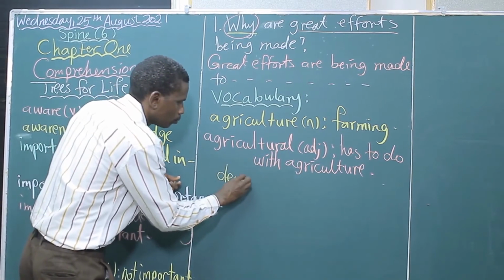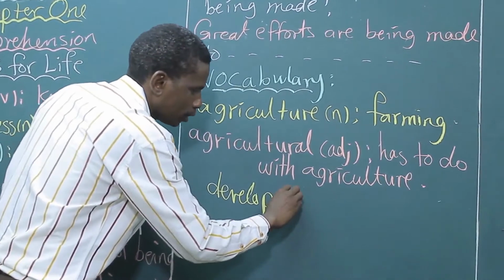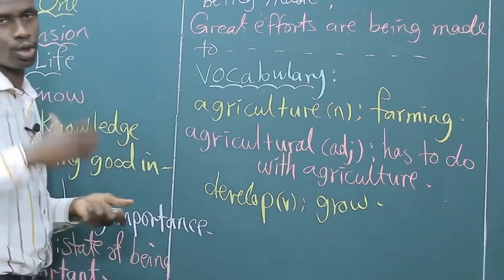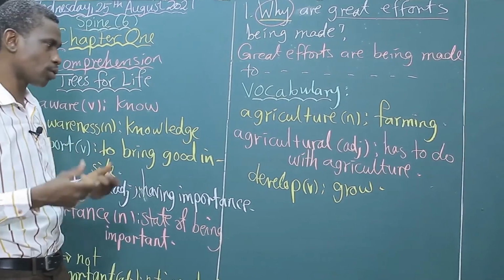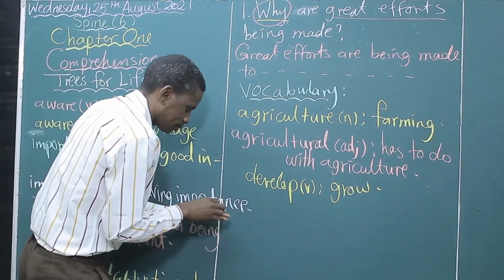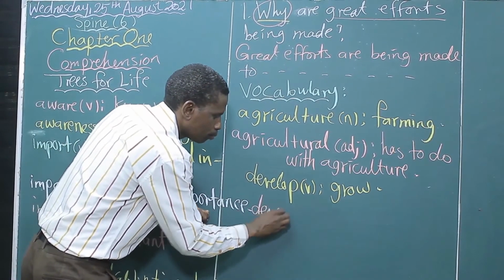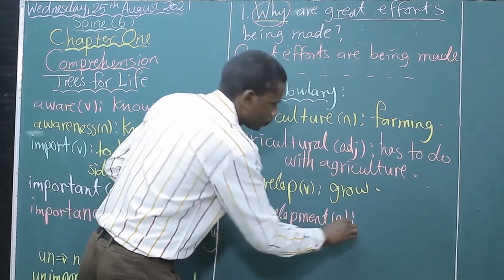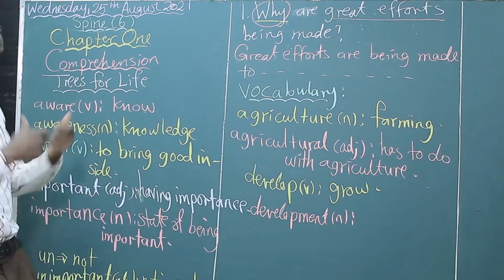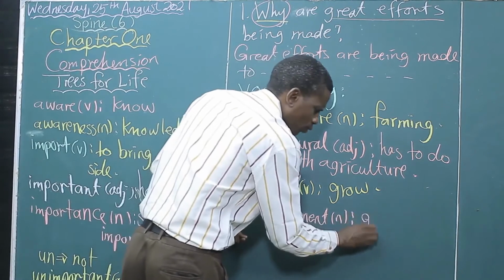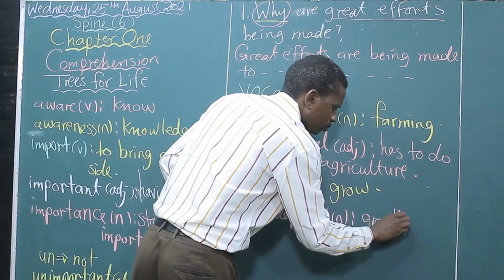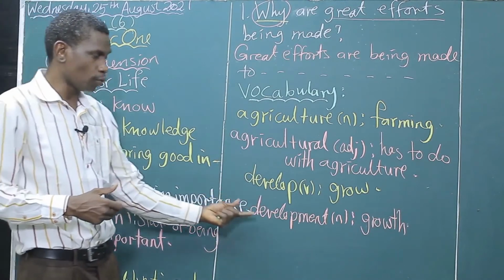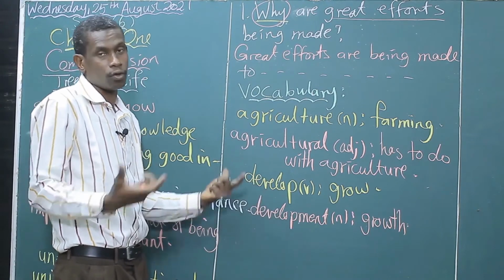Develop. To develop means to grow. To grow. Yes, act of growing. Development means act of growing. Development means growth. So grow, grows. Develop, development. Development is act of developing or act of growing.